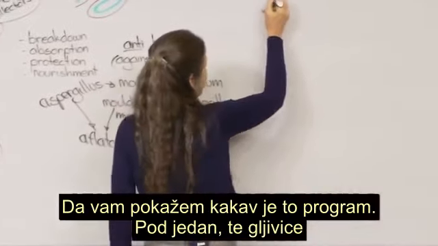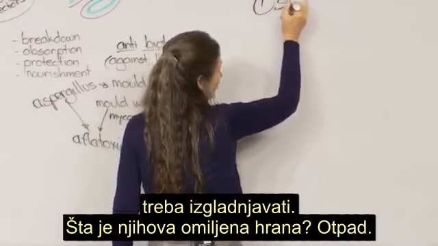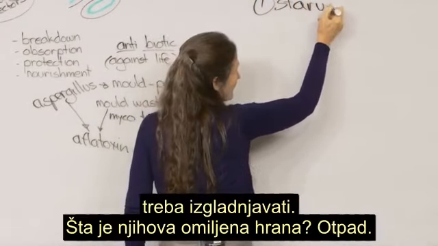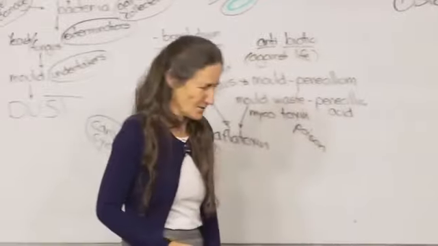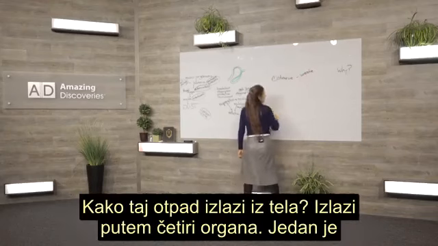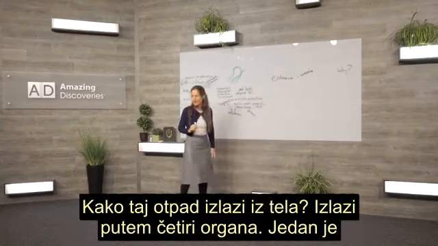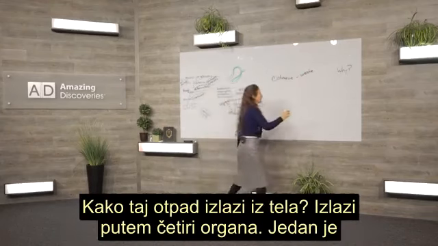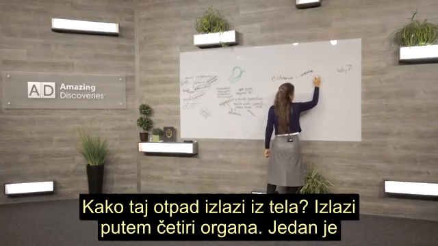Number 1, you got to starve that fungus. What's its favorite food? Waste. You've got to start cleaning up that body. How does the waste come out? It comes out via 4 organs of elimination. One is the skin.